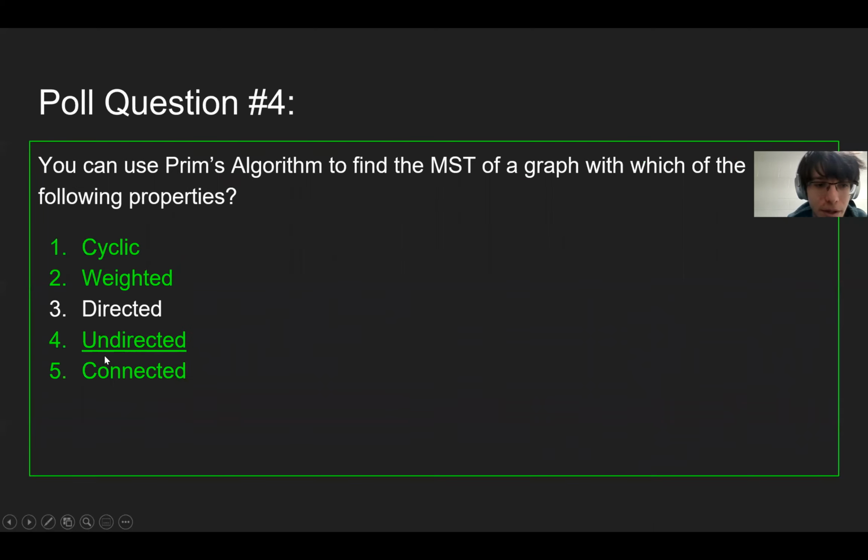It has to be connected, it can be undirected, it can be weighted, it can be cyclic. Sorry, so not directed, because Prim's deals with the minimum spanning tree problem, and the minimum spanning tree problem is undirected.